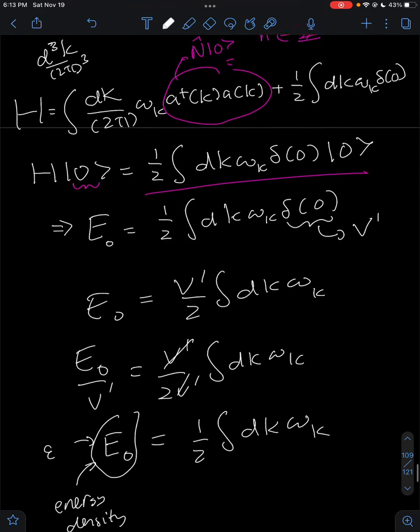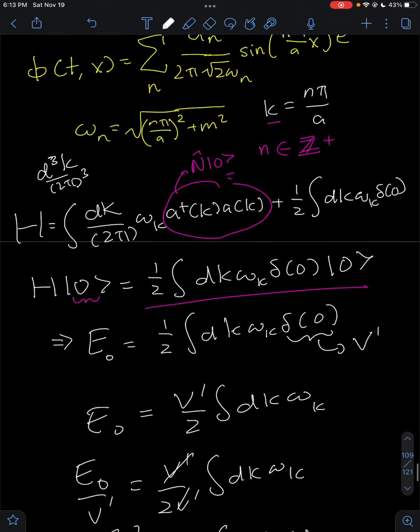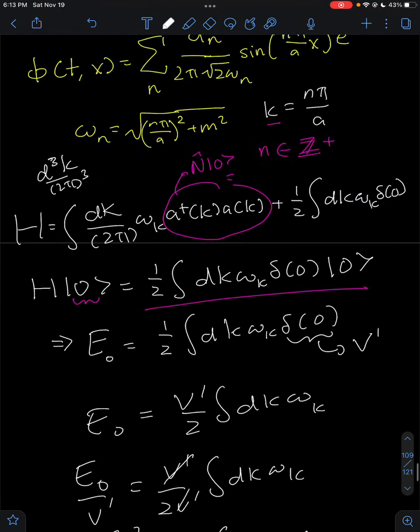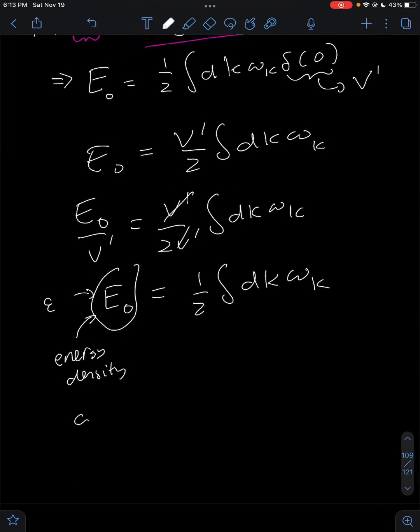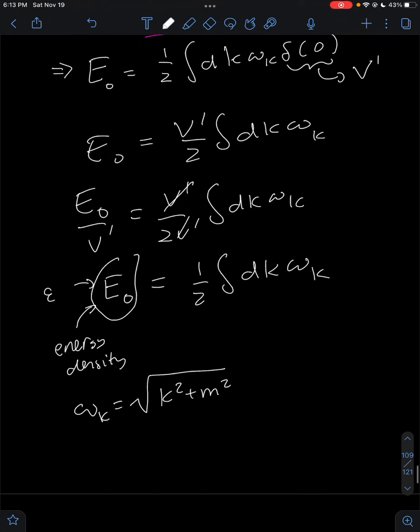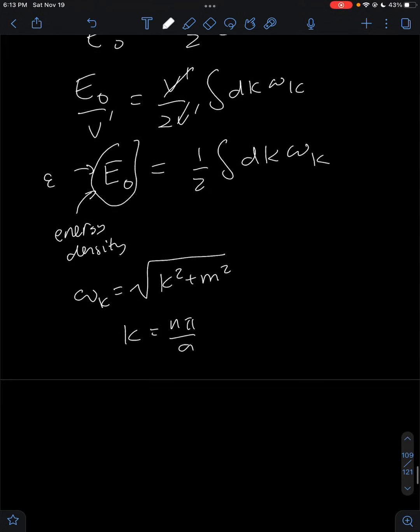So what do we do now? Well, now we can note that omega k is the square root of k squared plus m squared. And again, k equals n pi over a. So that means omega k equals the square root of n squared pi squared over a squared plus m squared. Now, right now, we are working with a scalar field, right?